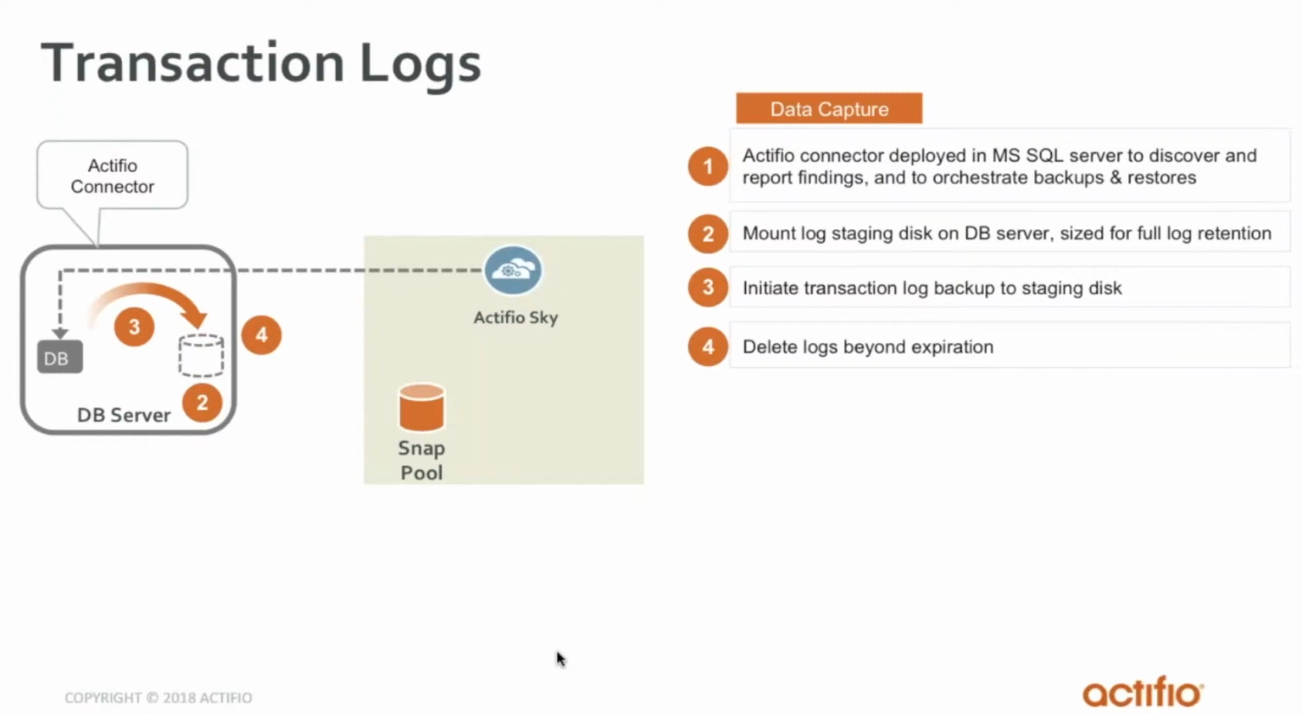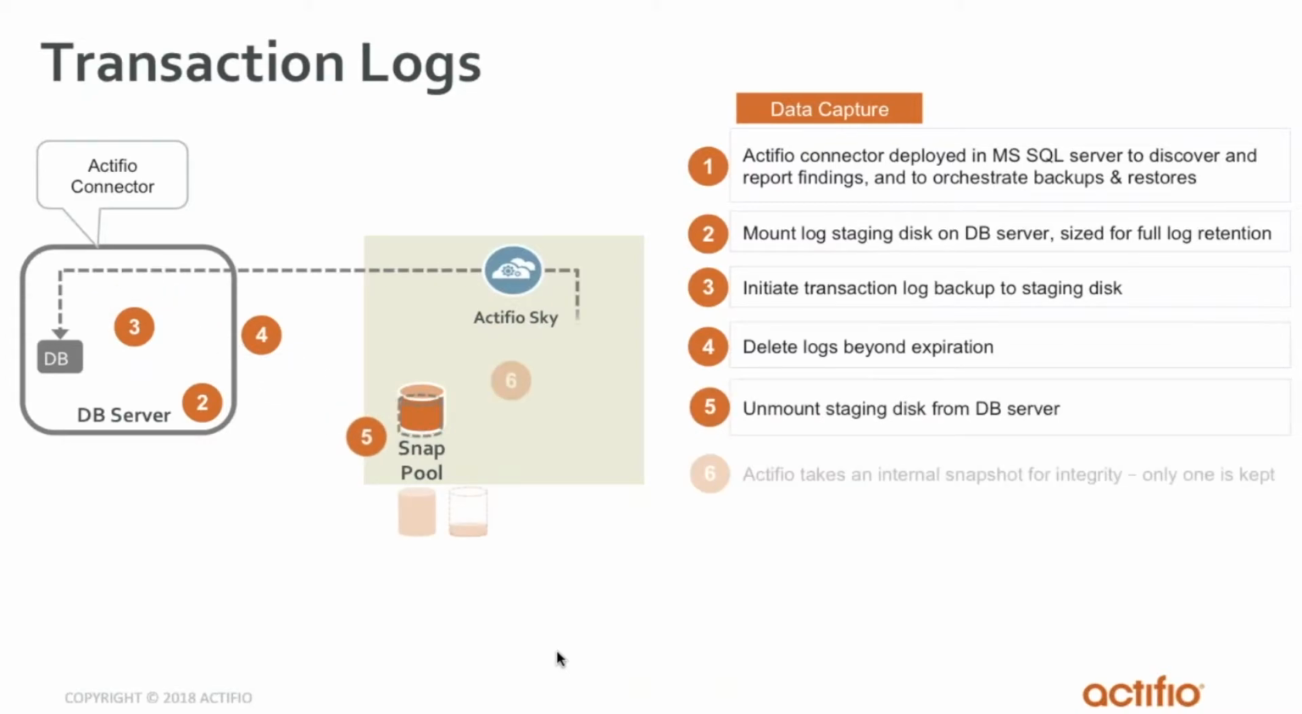Now, when I say the files, these are the files you're accustomed to seeing with SQL Server. They're .trn files. They're nothing special. We're not doing any bitmap tracking or magic with this. They're just transaction log files. So we run a transaction log backup to our disk. We delete the older logs that are beyond expiration on the disk. Then we unmount the disk from the server, just like we do with databases. And then we take a snapshot of it.